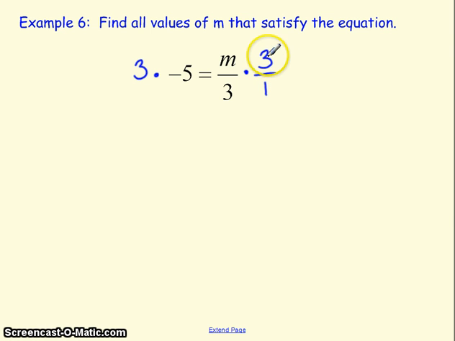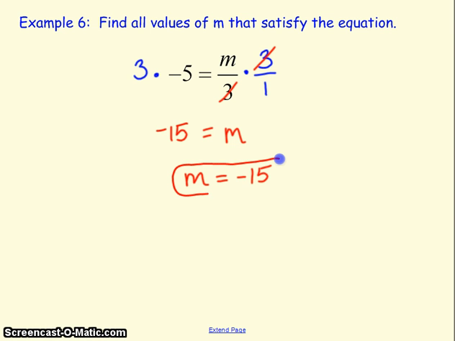So you can see that what happens is that the 3s cancel out, leaving you on the right-hand side with just an m. And over on the left, you've got 3 times negative 5. That's negative 15. So negative 15 is the value of m, or you can just say m equals negative 15. So we're done. That's how you can solve equations with one step by either adding, subtracting, multiplying, or dividing.